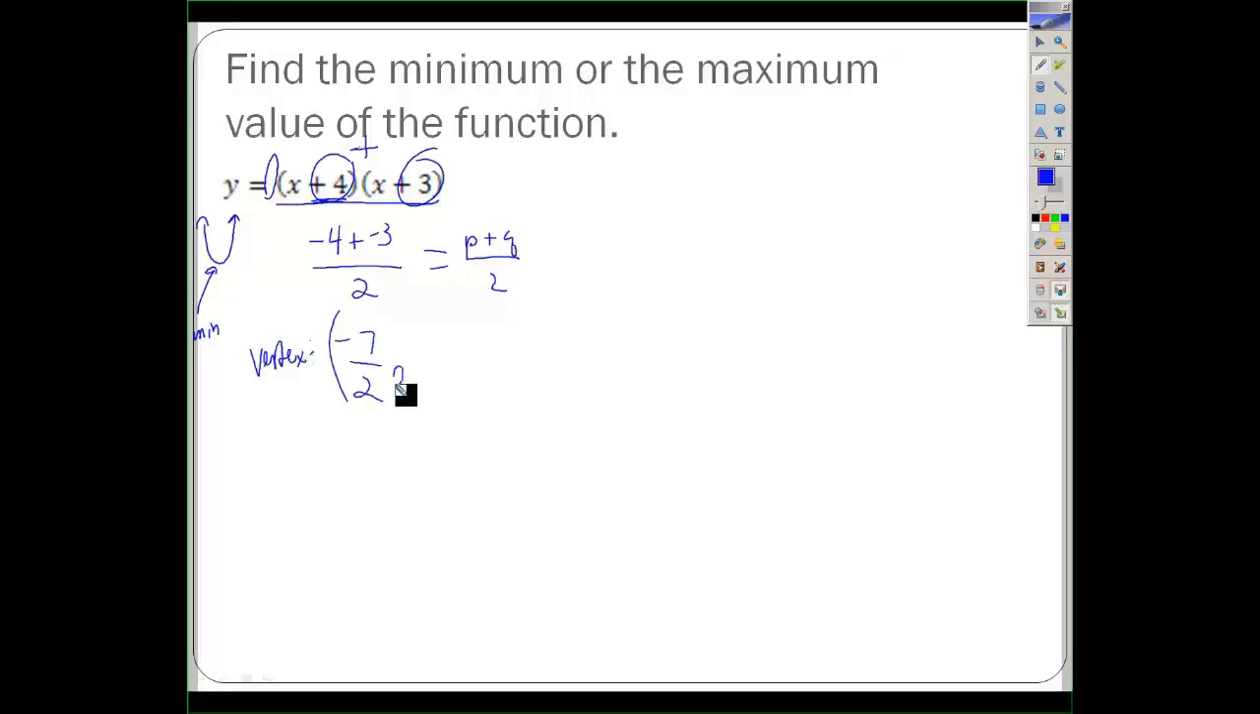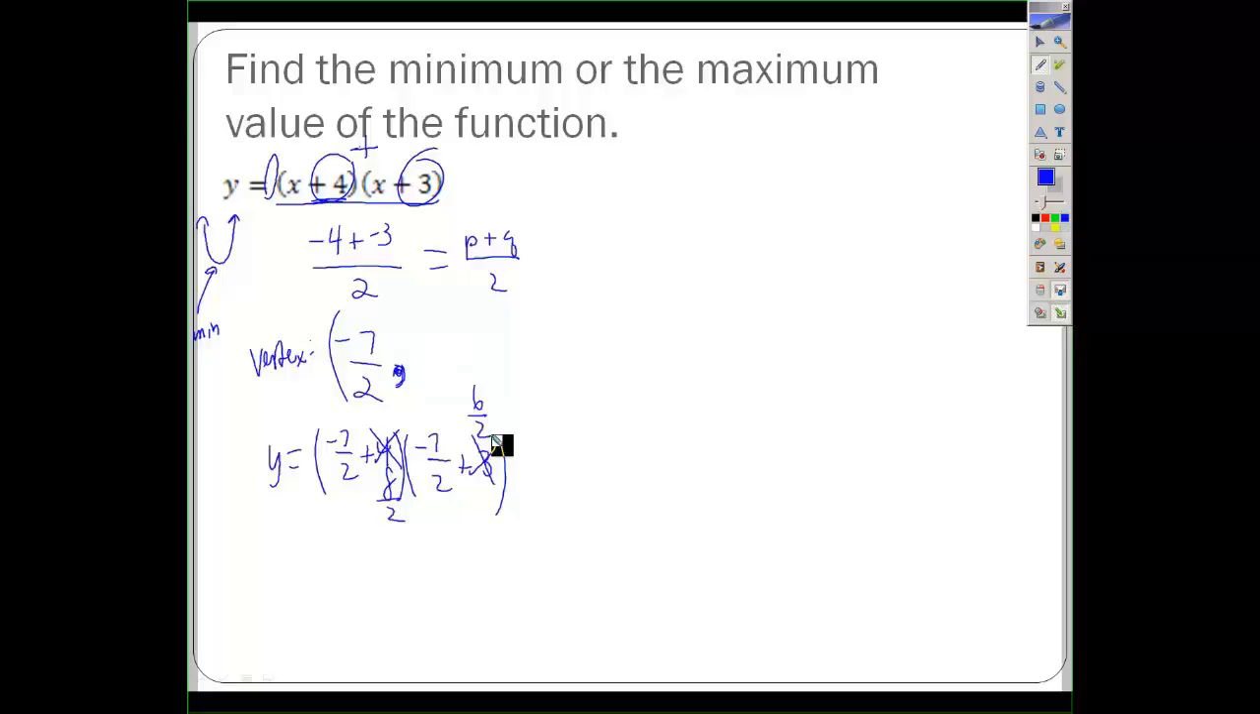Right there. I still need to find the y-coordinate of my vertex though. So what I need to do is plug my x value in. y equals -7/2 plus 4, times -7/2 plus 3. And once again, I know fractions are a little rough for us still. 4 is the same as 8 halves, and 3 is the same as 6 halves.